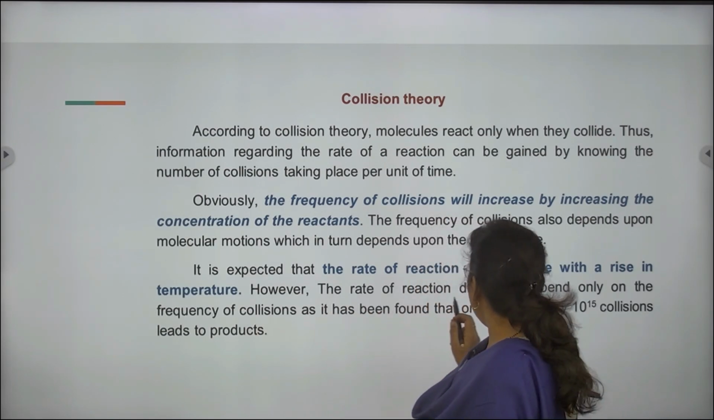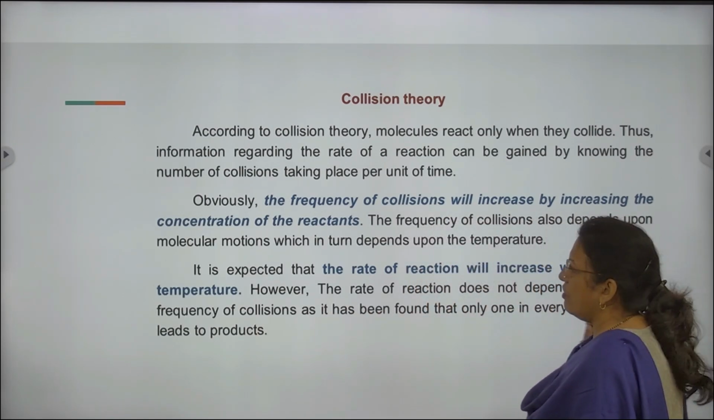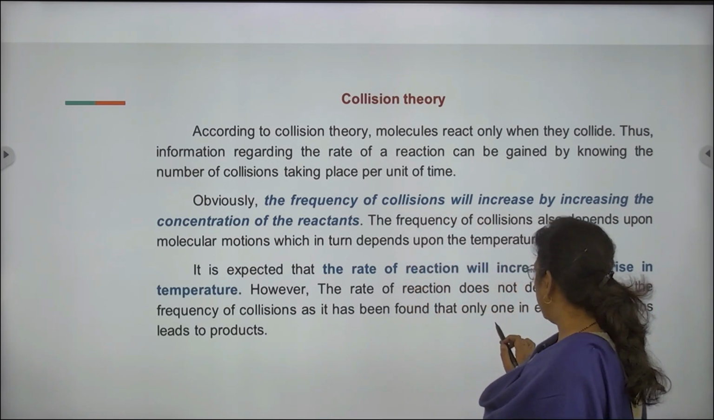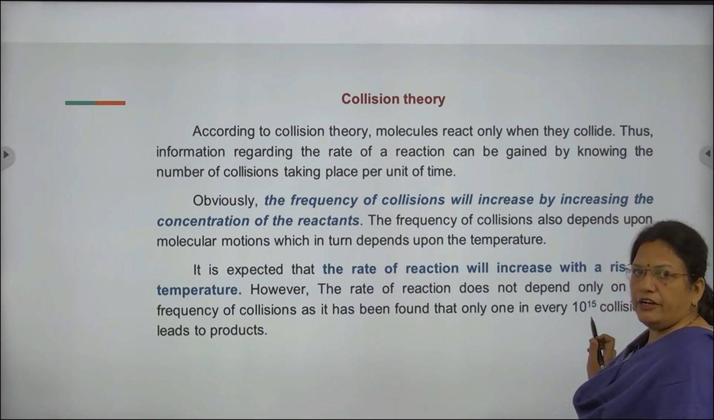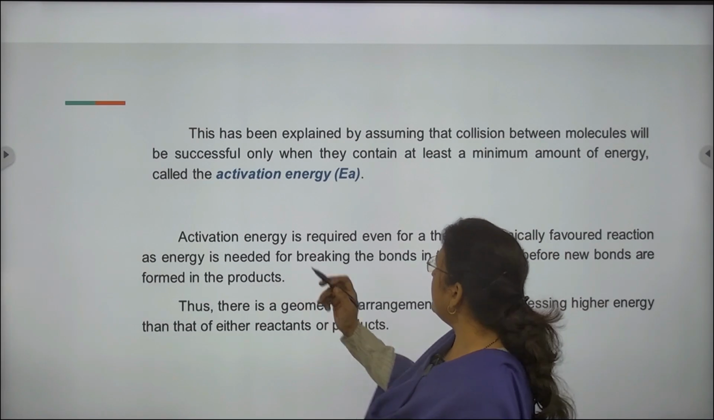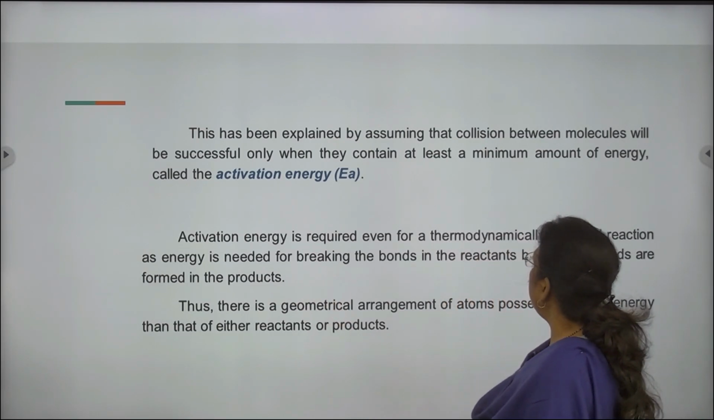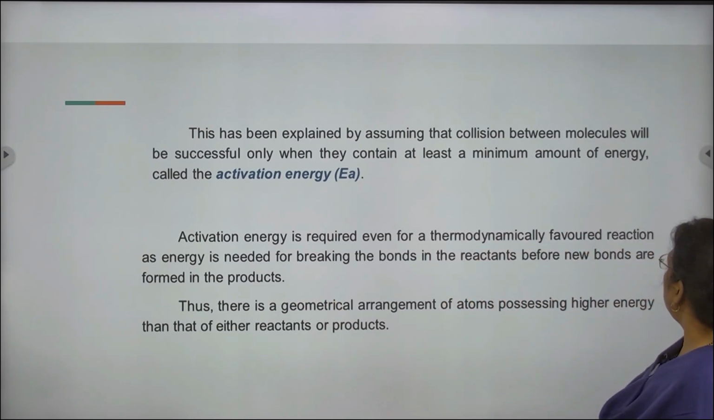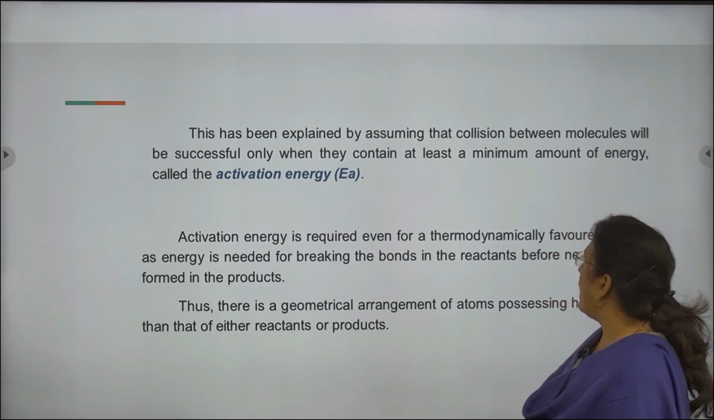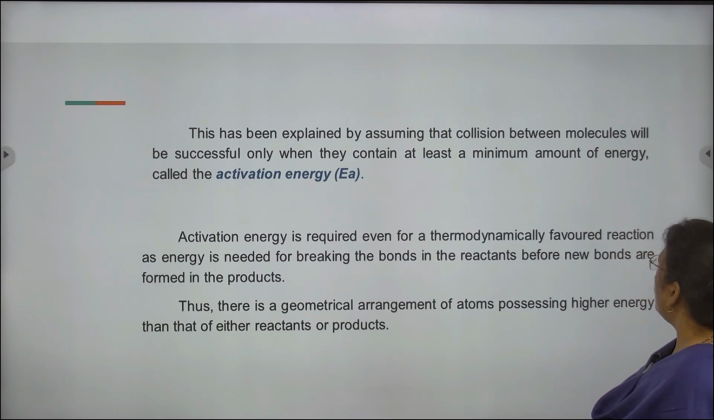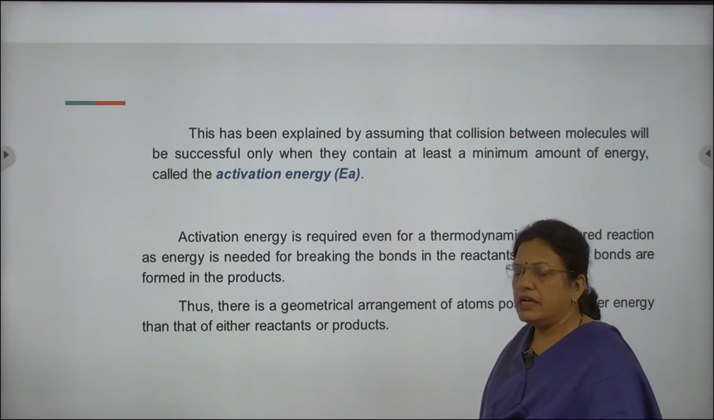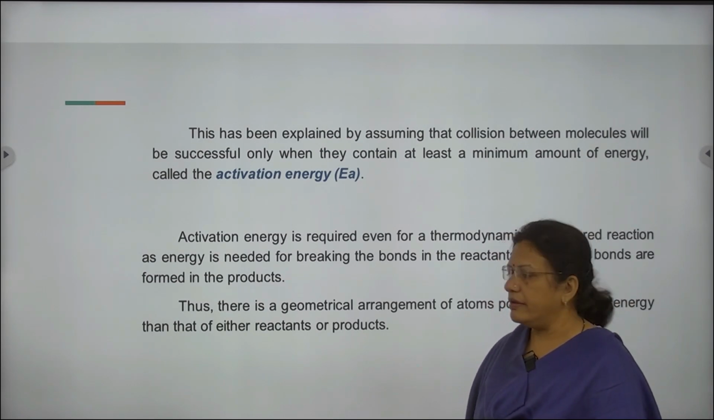However, the rate of reaction does not depend only on the frequency of the collisions, as it has been found that only 1 in every 10 to the power 15 collisions leads to products. This has been explained by assuming that collision between molecules will be successful only when they contain at least a minimum amount of energy called the activation energy, represented by EA.